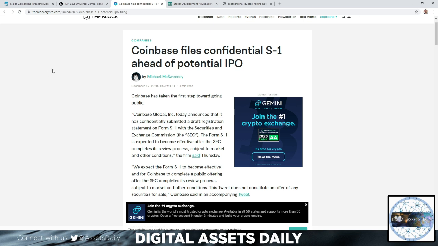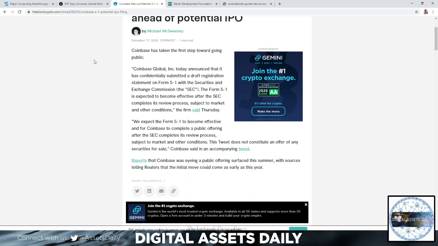So Coinbase files a confidential S-1 ahead of the potential IPO, and Coinbase has taken the first step toward going public. Coinbase Global Inc. announced it has confidentially submitted a draft registration statement on Form S-1 with the Securities and Exchange Commission, the SEC. The Form S-1 is expected to become effective after the SEC completes its review process and subject to market and other conditions, the firm said on Thursday.